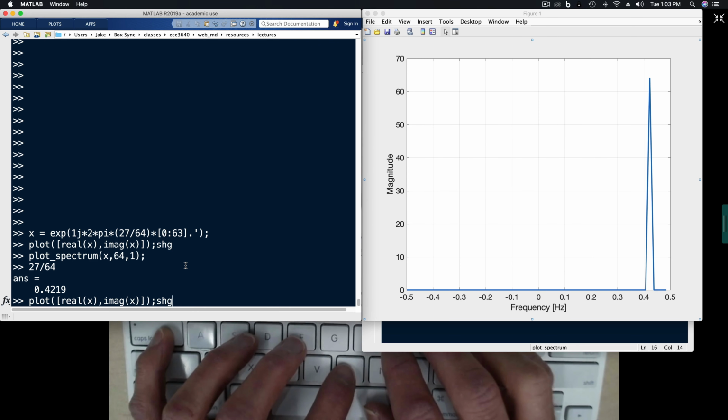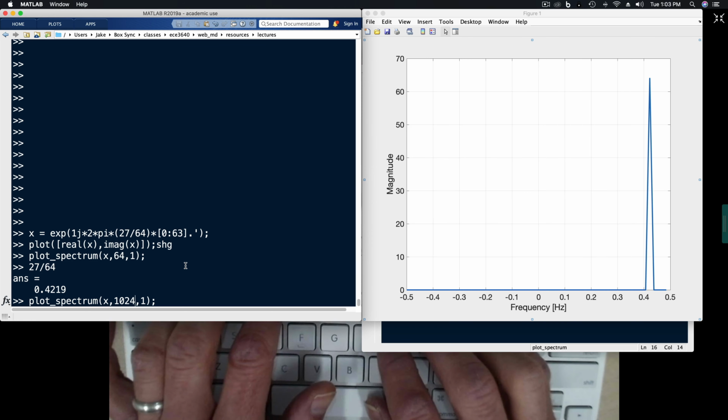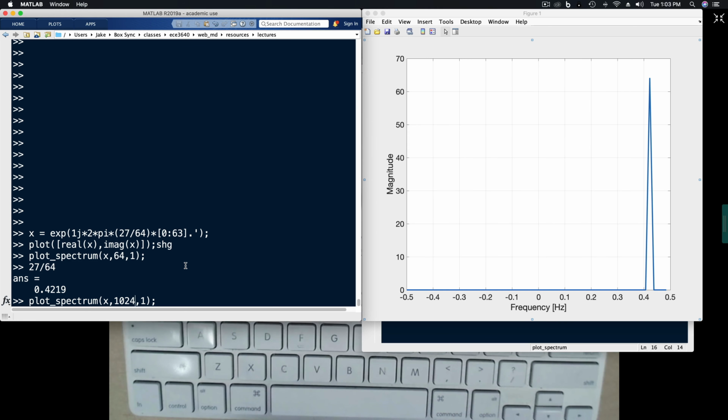Let's see what would happen if I change this to a much bigger number, 1024. That's a power of 2. So I'm still passing in the same data x in this case, but I'm sampling the Fourier transform of that sequence at 1,024 points. So I'm going to have the same function.